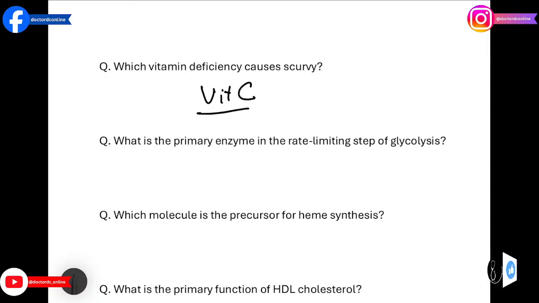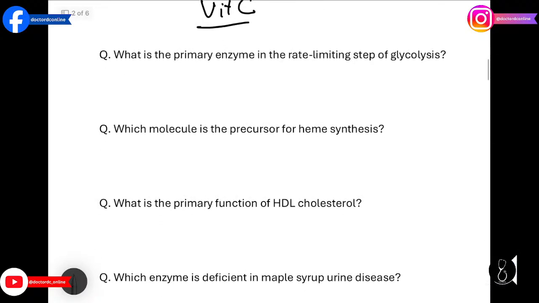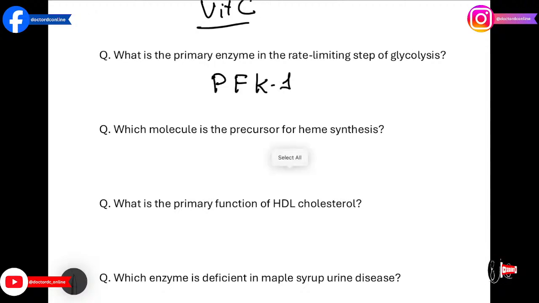The next question is, what is the primary enzyme in the rate limiting step of glycolysis? And the answer is phosphofructokinase 1, PFK1, also known as PFK-1. It controls glucose metabolism by phosphorylating fructose 6 phosphate.